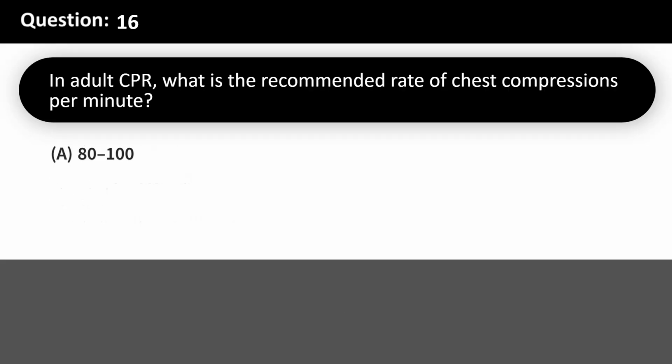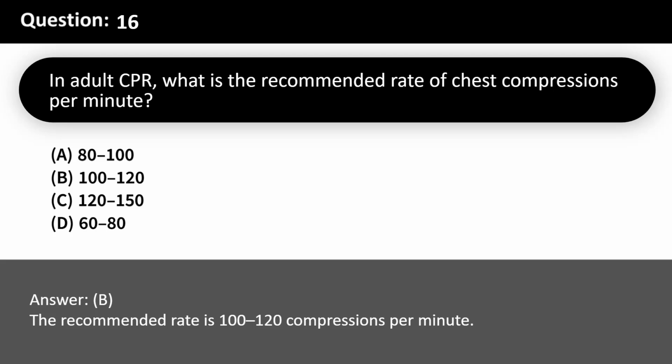In adult CPR, what is the recommended rate of chest compressions per minute? A. 80 to 100. B. 100 to 120. C. 120 to 150. D. 60 to 80. Answer, B. The recommended rate is 100 to 120 compressions per minute.